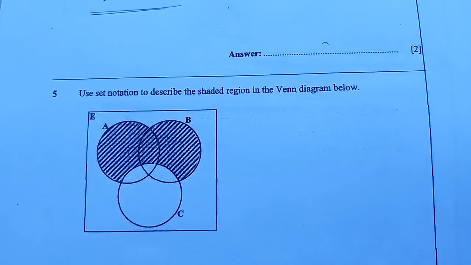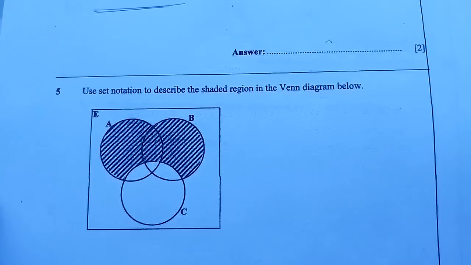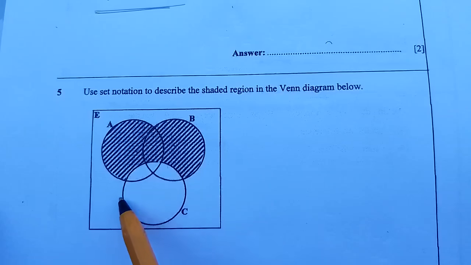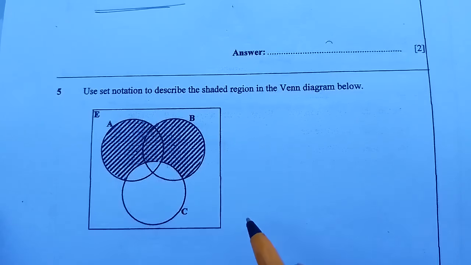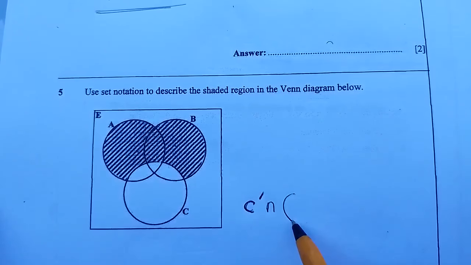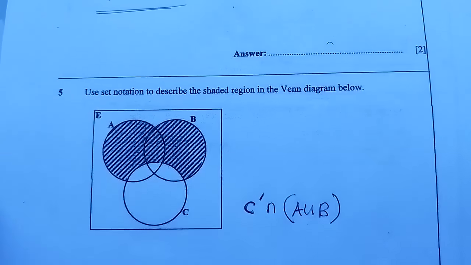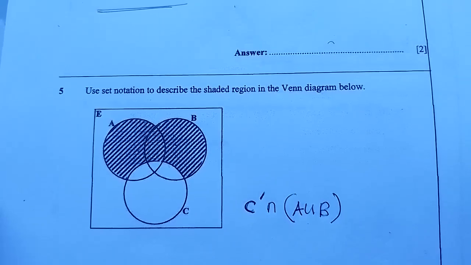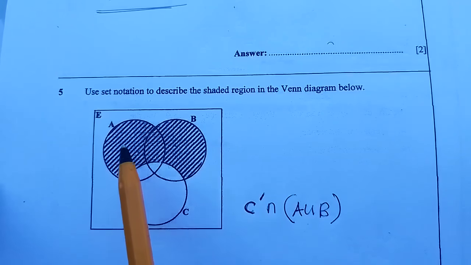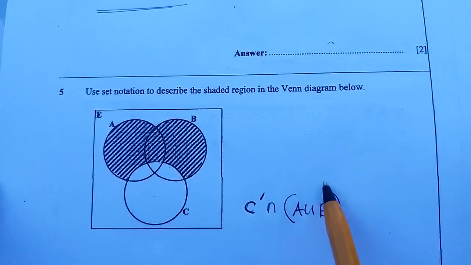So how can you describe the shaded region? What you are going to do is this. So they have shaded this part. So they don't want what is in C. So you can just say C complement, then intersection, A union B. Then you are done. This is how you need to do this one. So you are told that they just want what is in A and B, but not in what? Not in C. So you can write it like this.